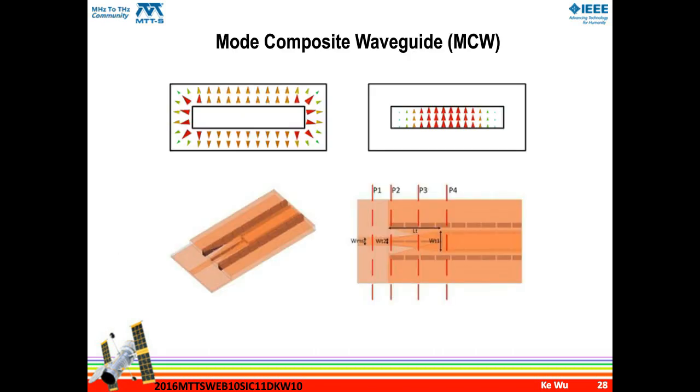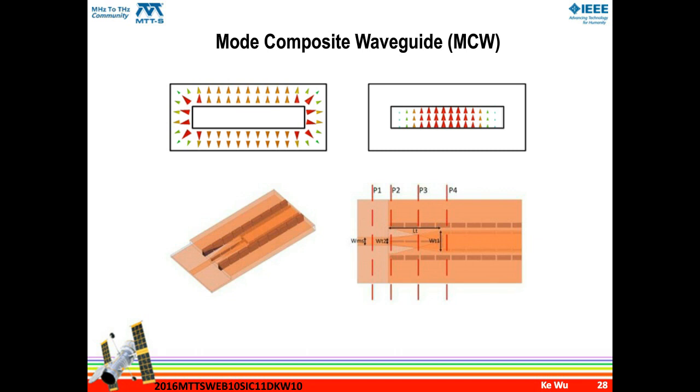And also, you can create a mode composite structure, for example. In this case, you can see that you can have three layers: the top layer, the bottom layer and the middle layer. In the middle layer, you can metallize around this metal and all the rectangular shaped structures. In this case, you can create a rectangular quarter line. It's a three-layer rectangular quarter line.